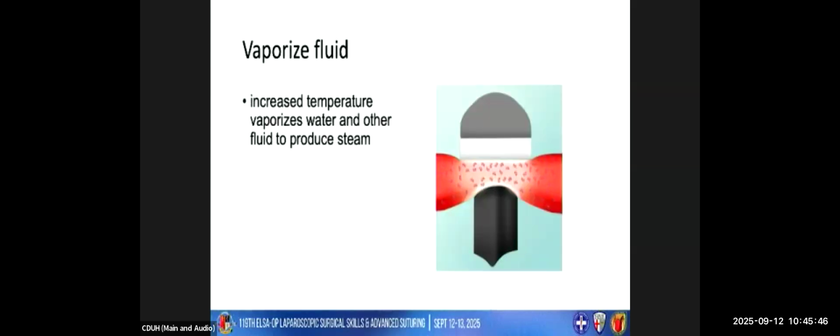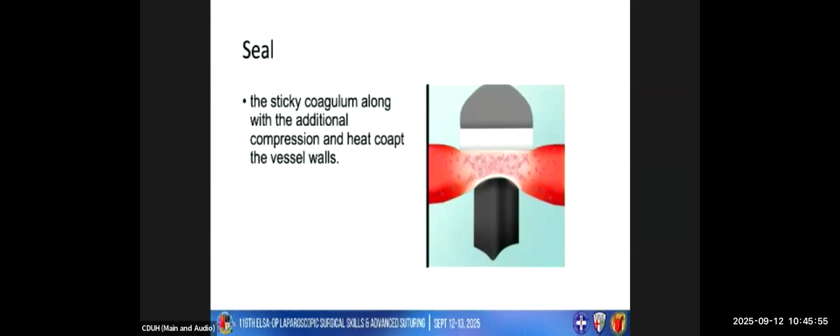Then there's evaporation of fluid. Increased temperature vaporizes water and other fluid to produce steam. This will then create a sealing effect. The sticky coagulum, along with the additional compression and heat, co-opts the vessel walls.